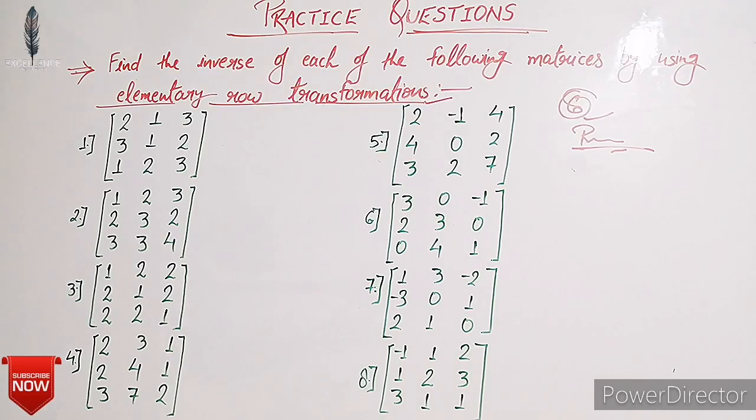In the next class, we'll discuss the last exercise of this chapter, that is the miscellaneous exercise. Till then, keep practicing elementary row transformation to find the inverse of the given matrix, especially of 3 by 3 order. Okay, clear?